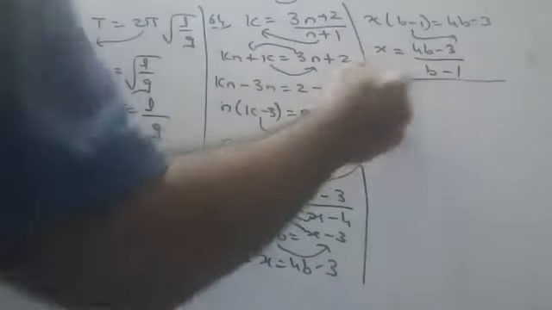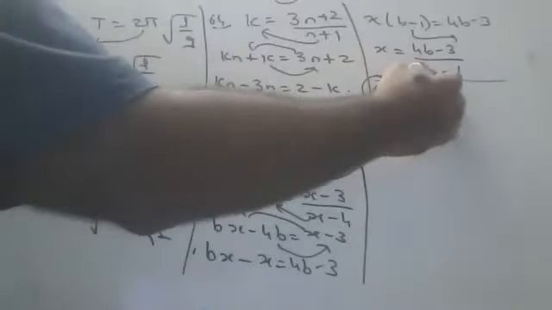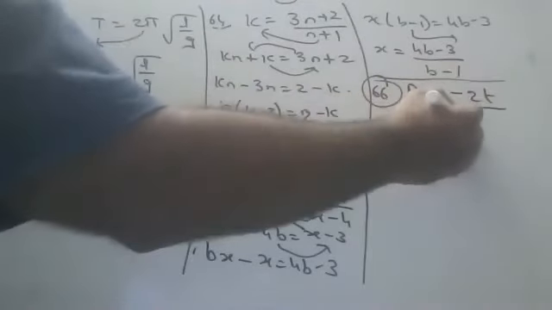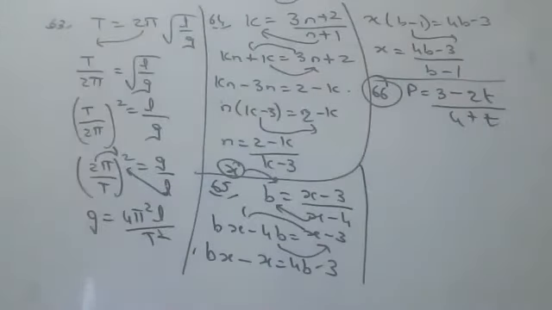Okay, next one, children, 66th sum. We have to make t as a subject in p is equal to 3 minus 2t by 4 plus t. Anyone wants to give a try this one? T as a subject. So can I say? You told Nana. Anyone else? Fast children, anyone else? Anyone else wants to give a try? Cross multiplication you have to do. That's all, children. Cross multiplication, bring t's to one side, take t as common, and bring other numbers to one side. That's all. 4 steps.